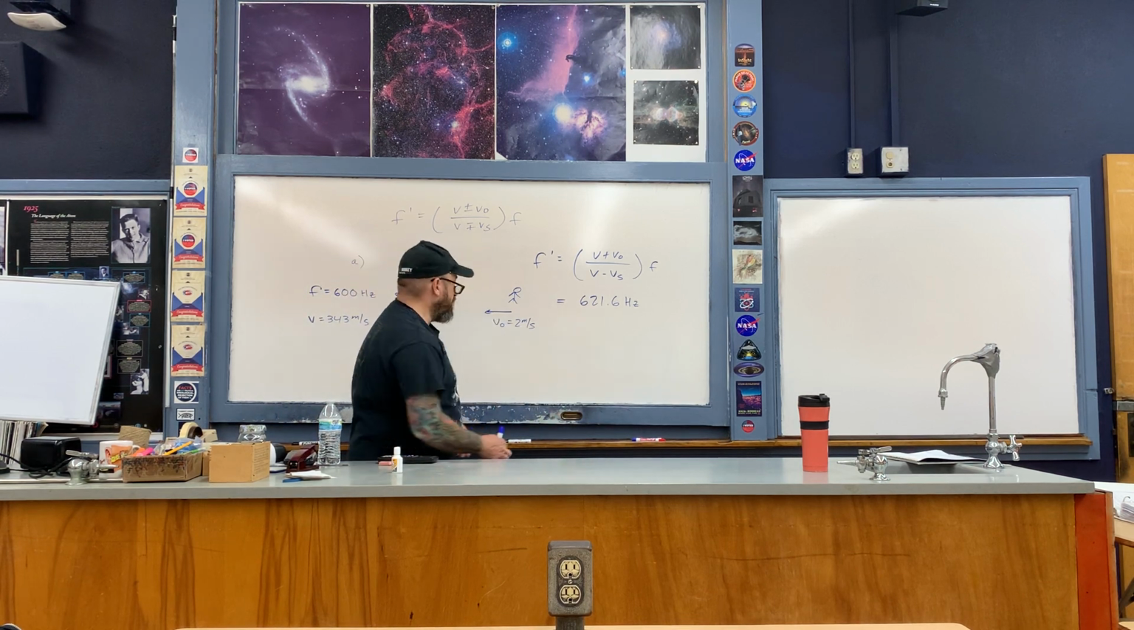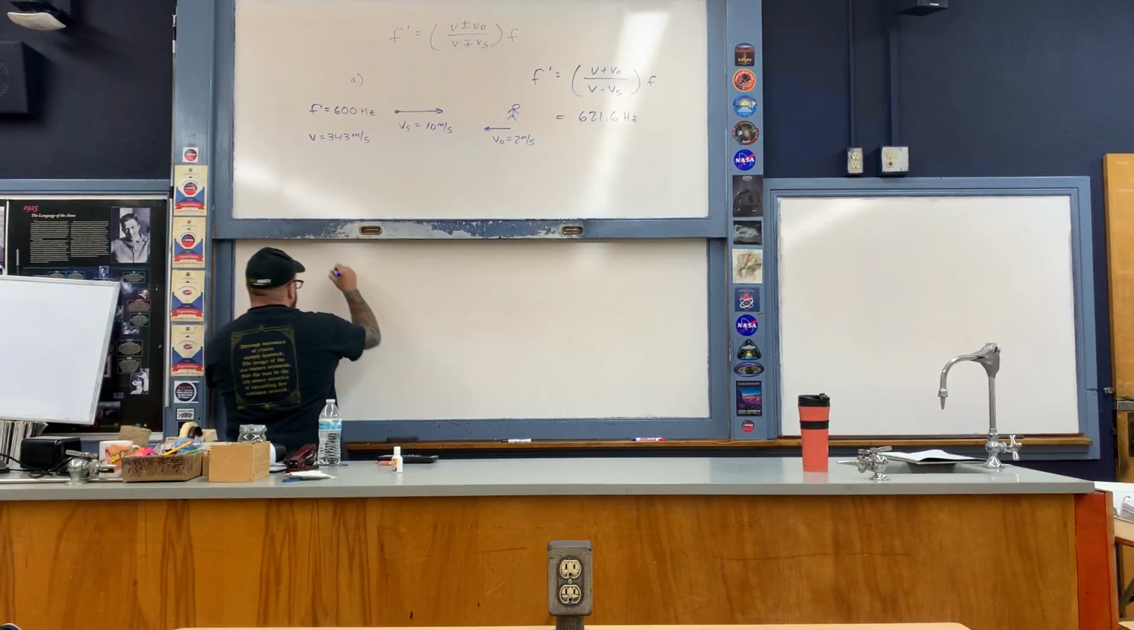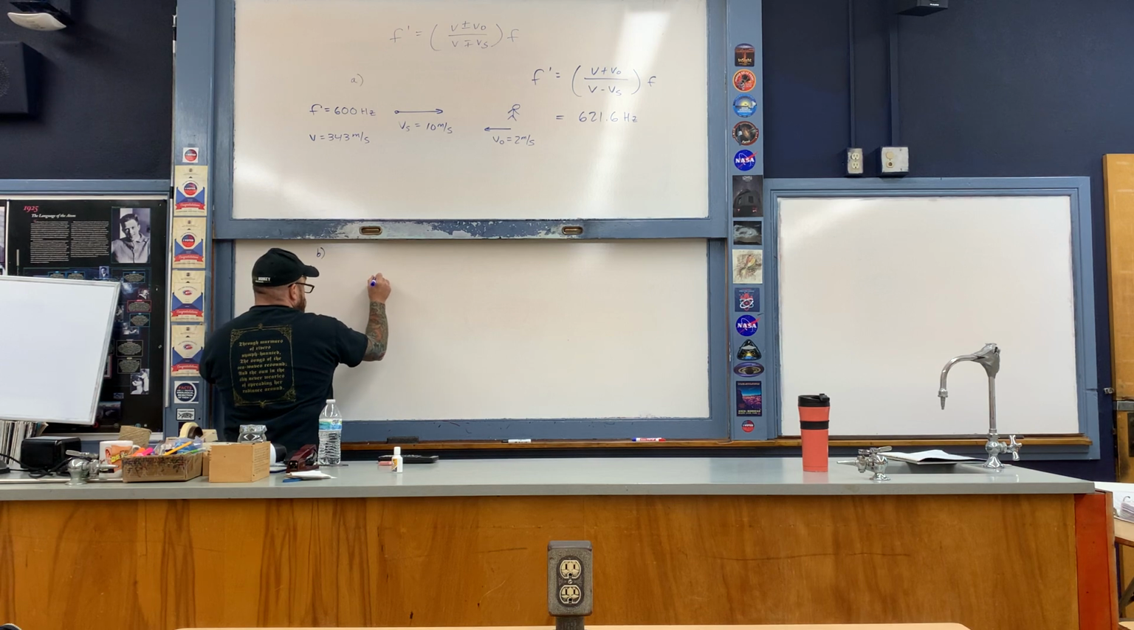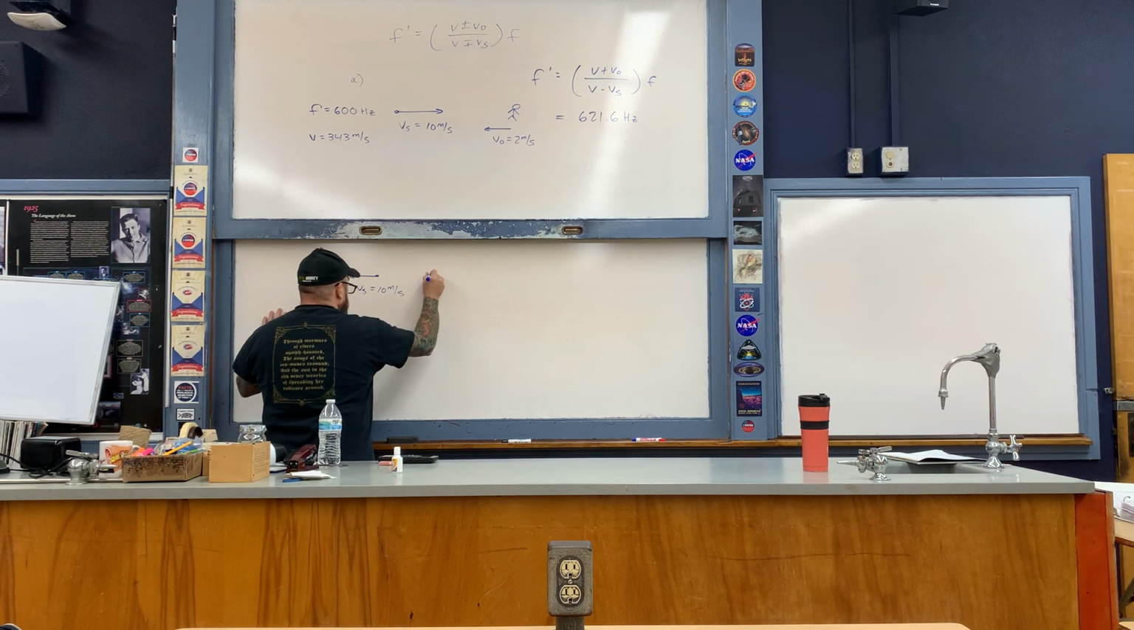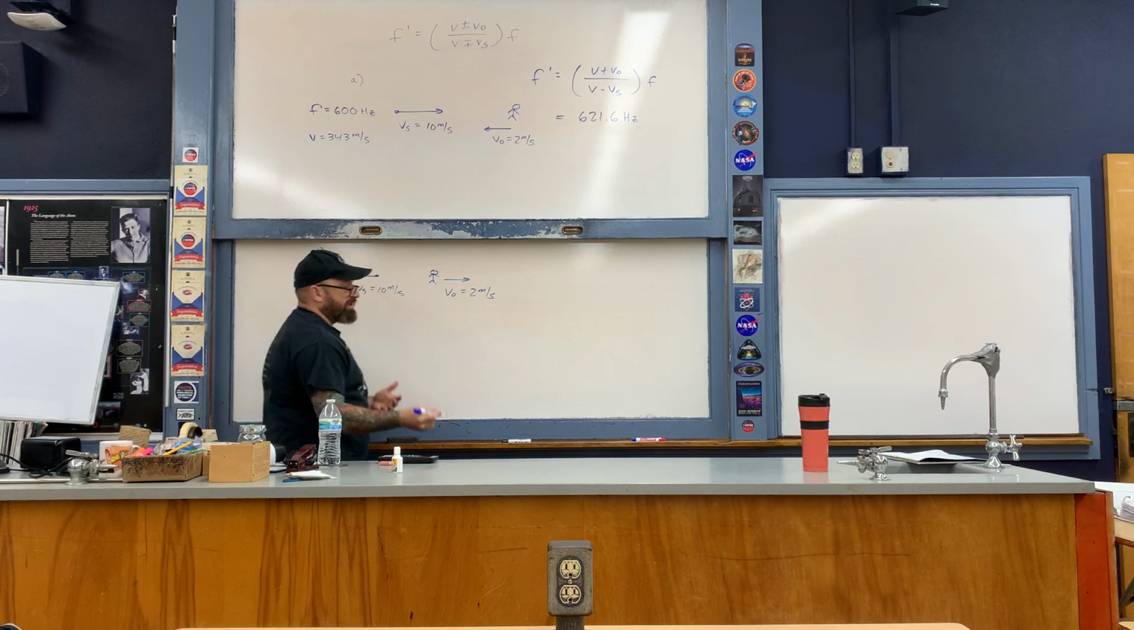Secondly, the next easiest situation to look at is what happens if the source and the observer are doing like so. So let's call this B. Here's the source going like so at 10 meters per second. Here's the observer going like so at 2 meters per second. And now we just set up our expression.